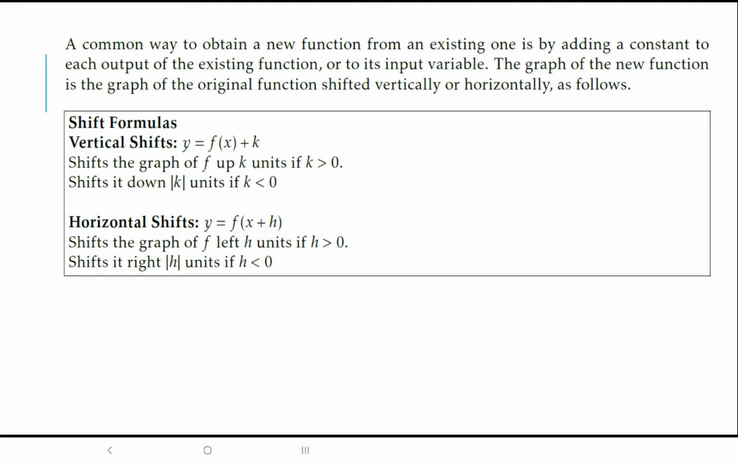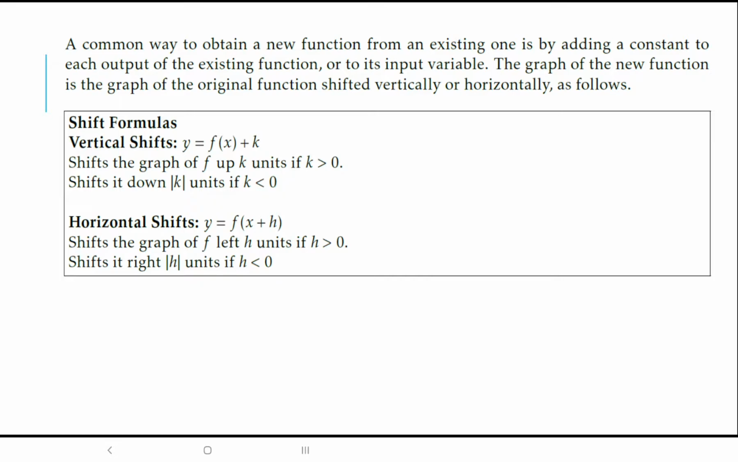So we have two kinds of shifting formulas, the vertical and then the horizontal shifts. Okay? When we say vertical shifts, minumove natin siya along the y-axis. So tinataas natin siya and then binababa. Okay, so here we add a constant k to the function or outside of the function. Okay, so we have y equal to f of x plus k. So, what happens is, if k is positive, tumataas yung graph natin. And then, if k is negative, bumababa yung function natin.